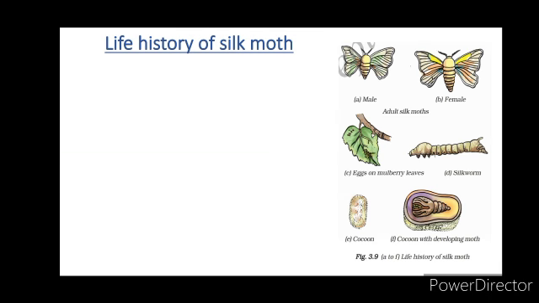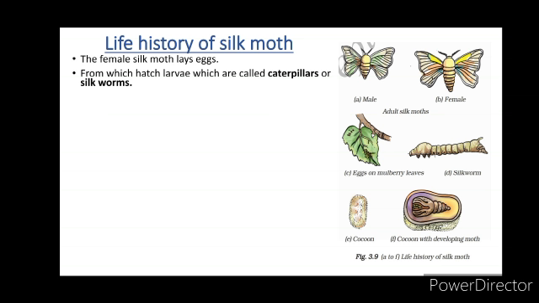Students, next we are going to know about the life history of the silk moth. Here, usually moth means insects with two broad pairs of wings. All of you see here. The female silk moth lays eggs, from which hatch larvae.